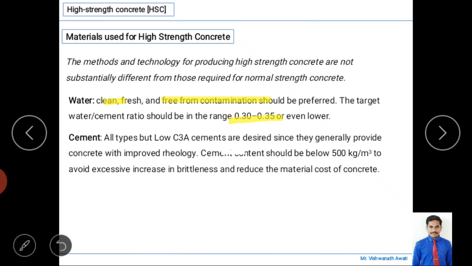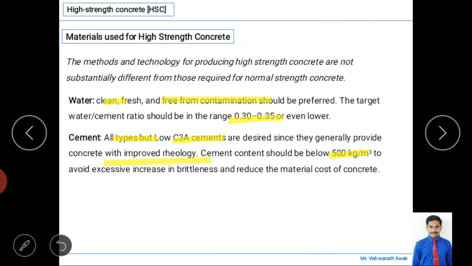Next is cement. Cement we use as a binding material, right? Here all types of cements are allowed, but mainly they prefer low C3A cement for high strength concrete. Low C3A cements are desired because they improve the rheology, which is one of the properties that gives good behaviour to the concrete. The cement content used should be below 500 kg per meter cube.